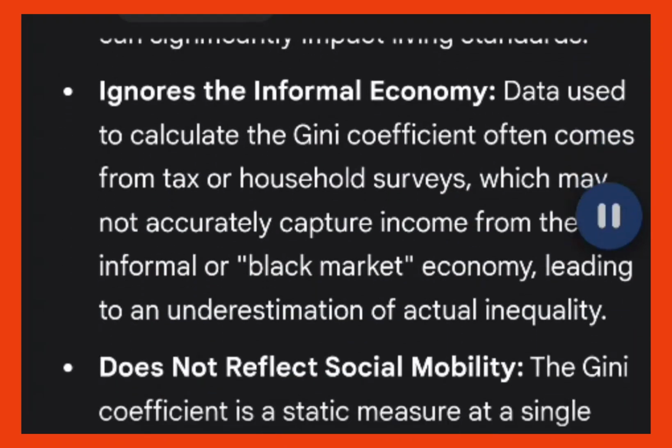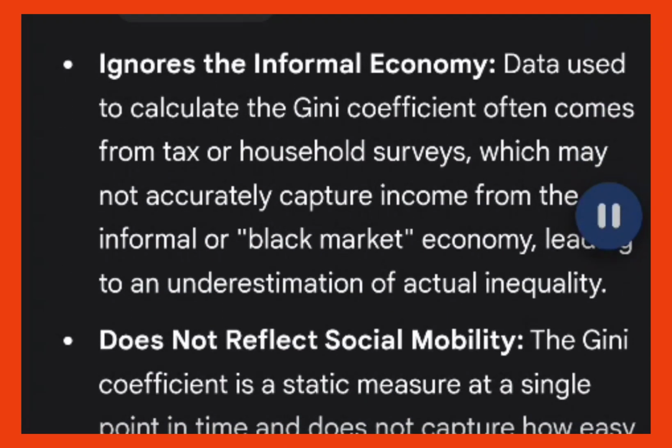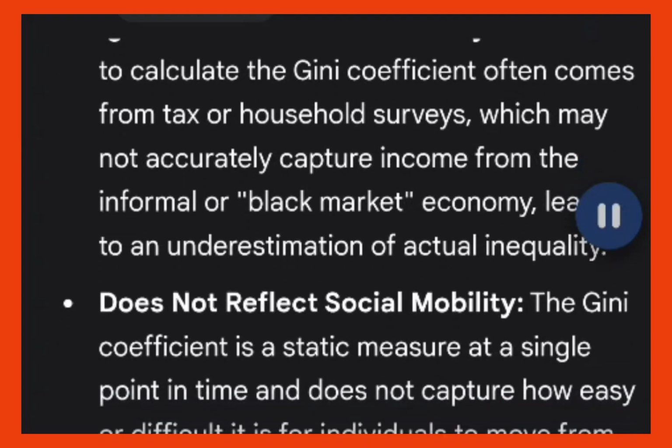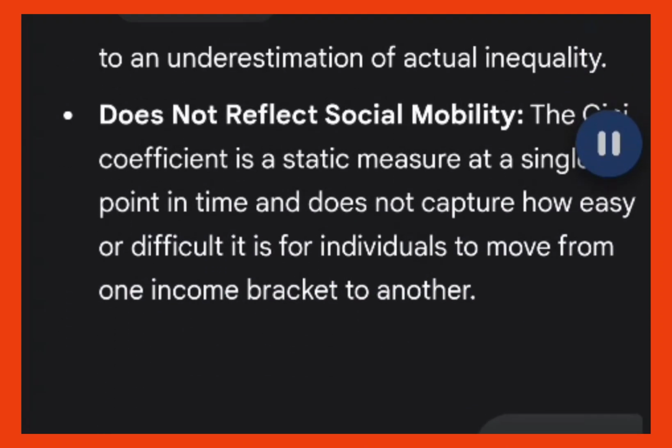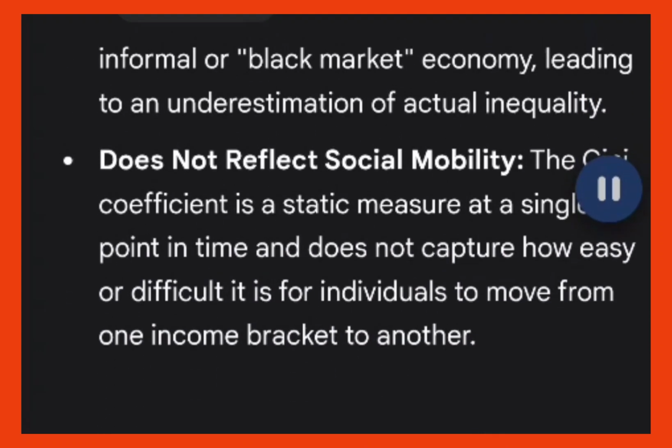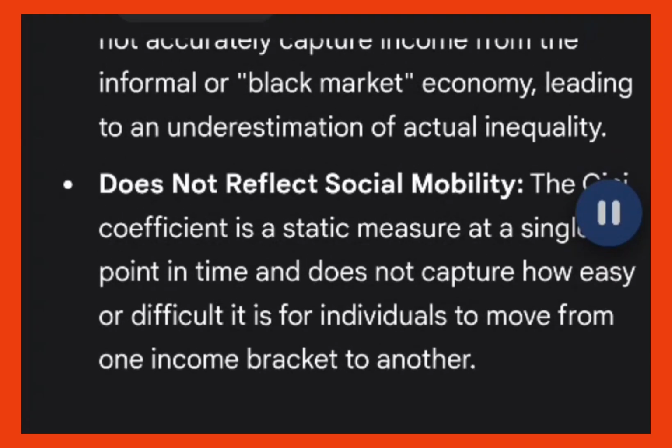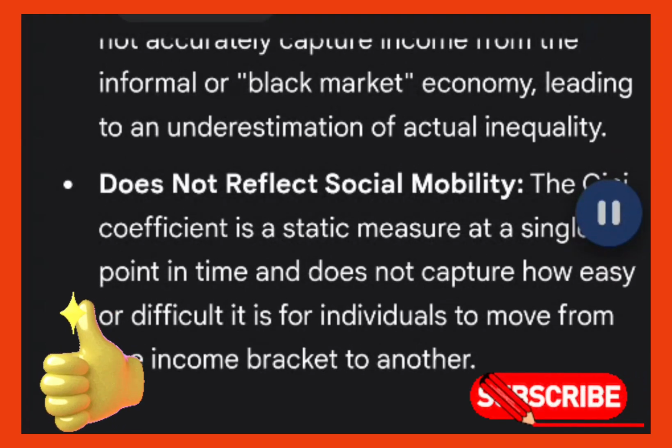Ignores the informal economy. Data used to calculate the Gini coefficient often comes from tax or household surveys, which may not accurately capture income from the informal or black market economy, leading to an underestimation of actual inequality. Does not reflect social mobility. The Gini coefficient is a static measure at a single point in time and does not capture how easy or difficult it is for individuals to move from one income bracket to another.